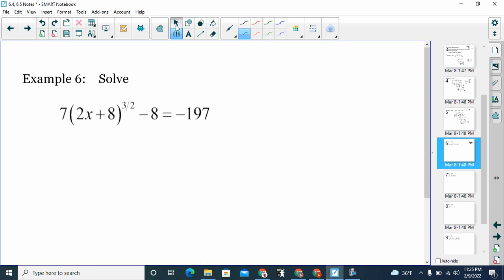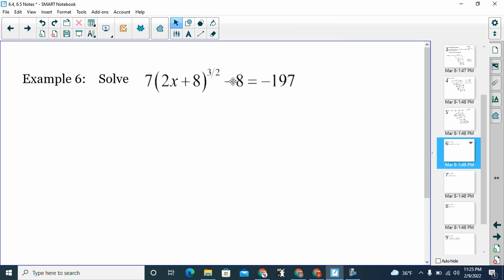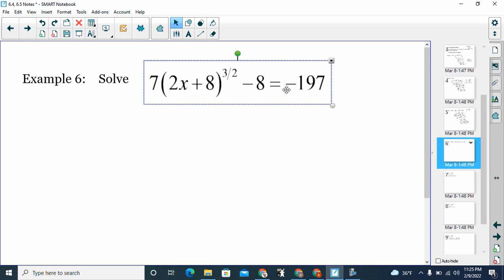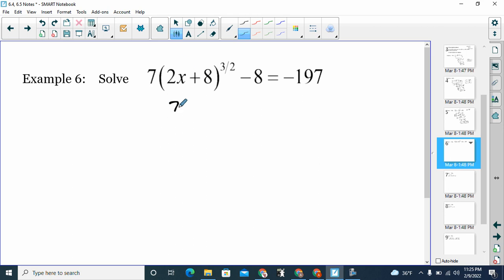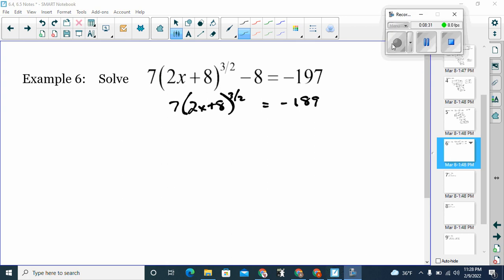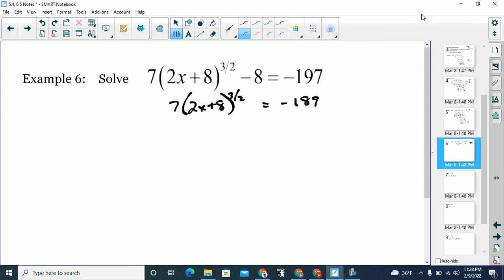Example 6, very similar problem, but instead of the 2/3 power, it's the 3/2 power. Add 8 to both sides. From there, we divide both sides by 7. 189 divided by 7 gives me 27.